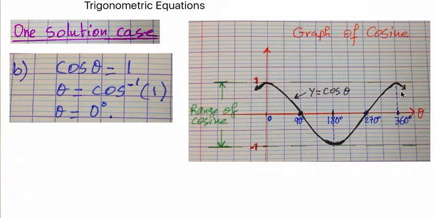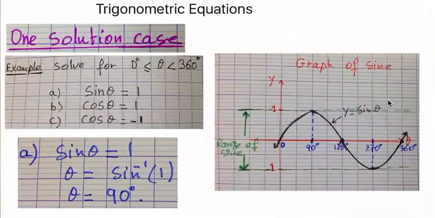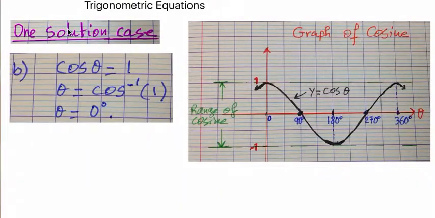Why did I discard 360? Because in the question, look at the interval. Theta takes the value between 0 and 360, including 0 but excluding 360. There is no equal sign here, so we cannot accept the value 360. So it's a unique solution, as you can see. The only solution on the interval in the question is 0 degrees.